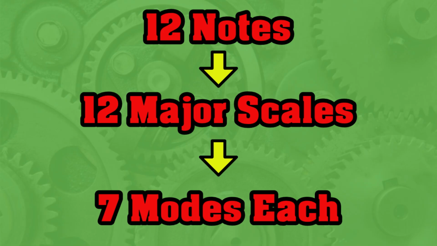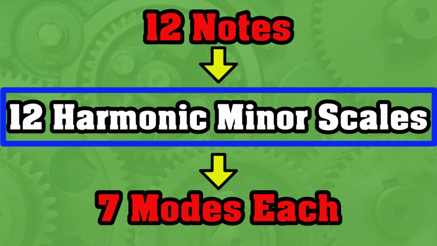But all 12 major scales, exactly the same. They all work exactly the same way. So the next scale we're going to look at is the harmonic minor scale. The harmonic minor scale is not a mode of the major scale. The harmonic minor scale is a completely different set of intervals between adjacent notes. It is a different interval chain.